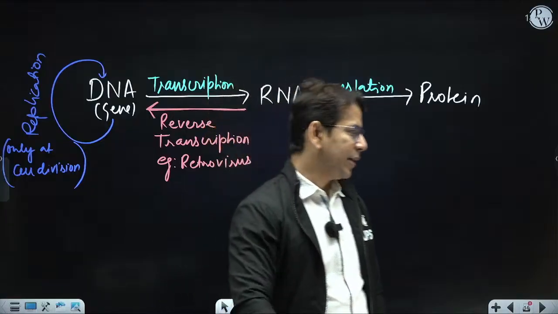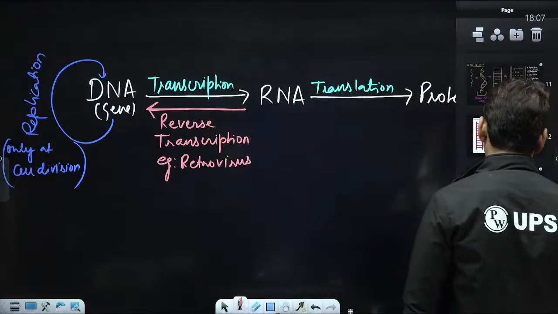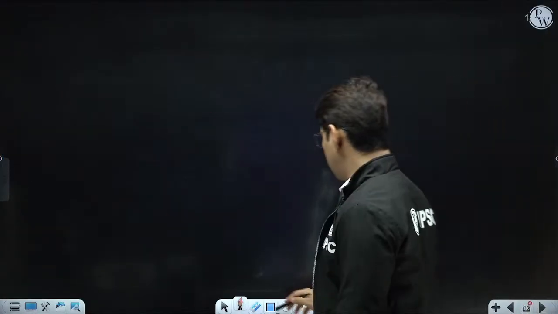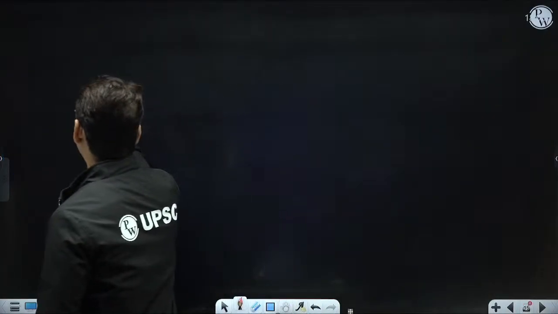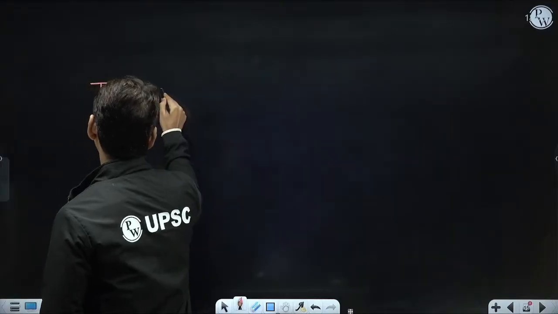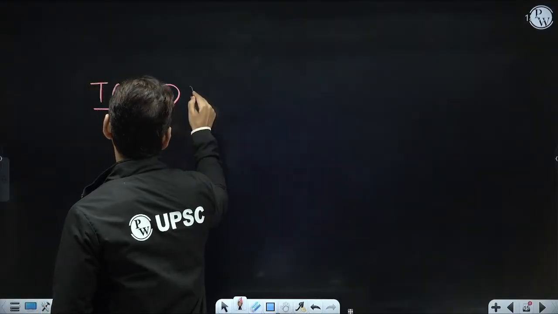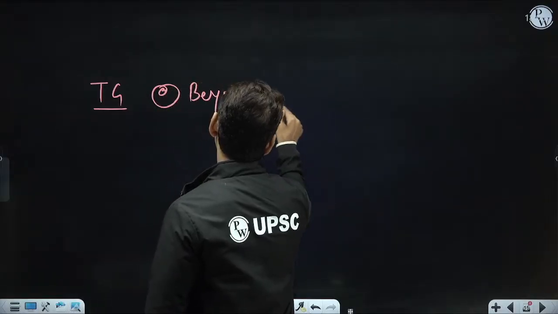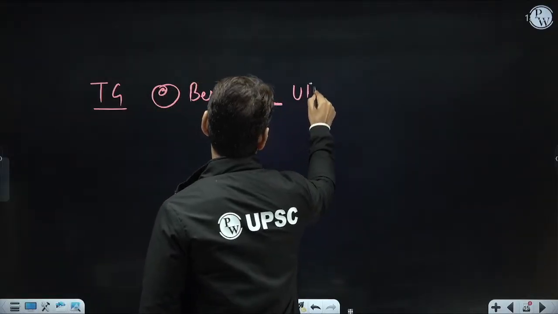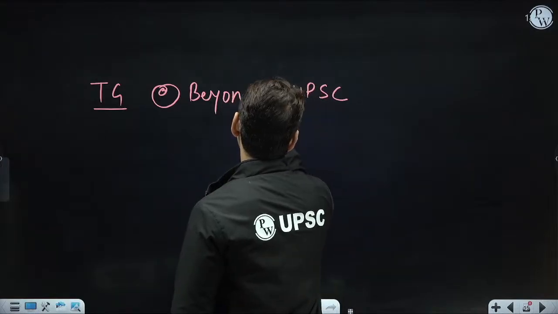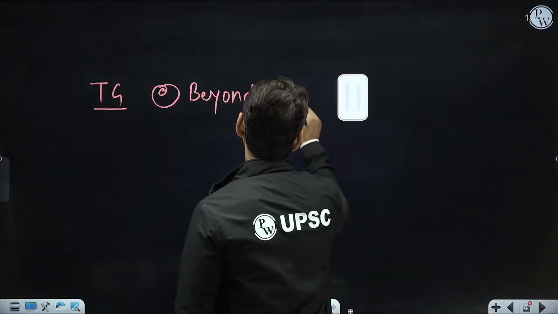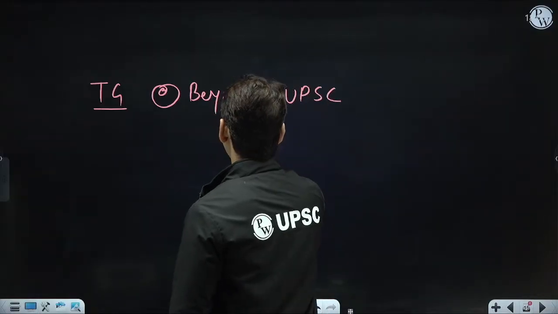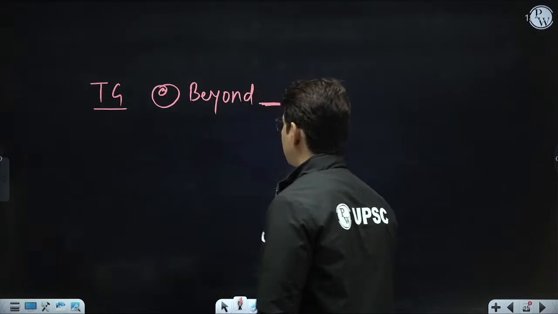For current affairs, I can suggest you one thing. Newspaper and magazine is very important, but at the same time, I also run one Telegram channel. So the Telegram channel is there. That is Beyond underscore UPSC. Beyond underscore UPSC. So my name would be there, Beyond underscore UPSC by Ritesh Jaiswal.